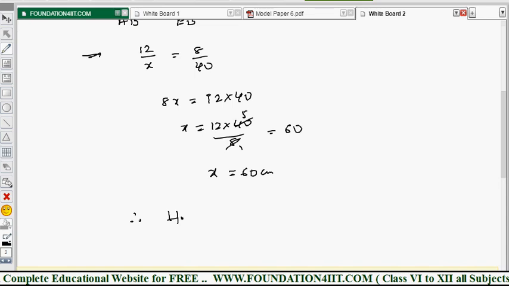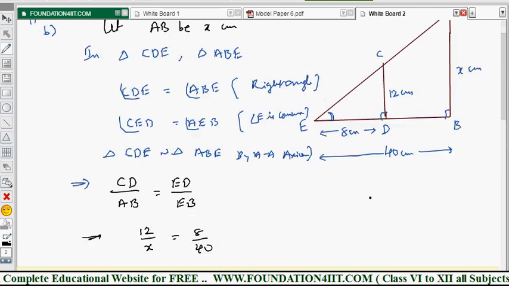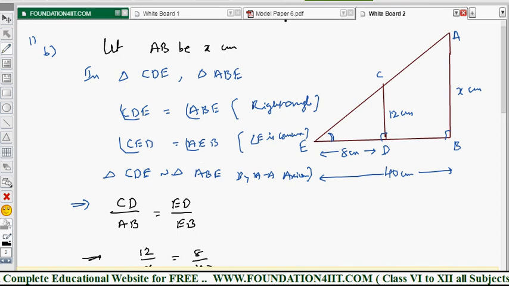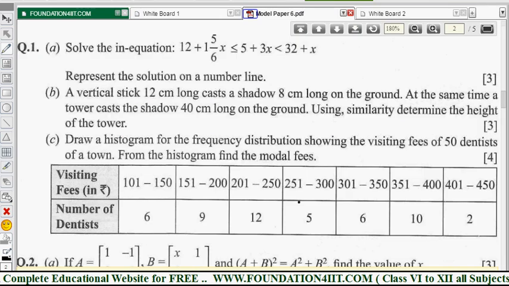So therefore the height of the tower is equal to 60 centimeters. So I solved the problem. Only the similarity property was applied, and then the height of the tower is 60 centimeters. We can solve it this way. Let's see the next question.